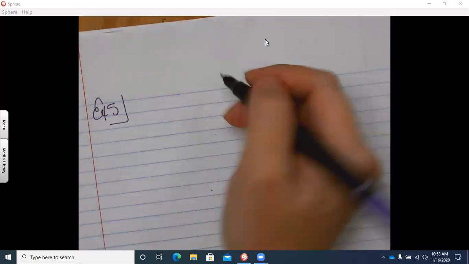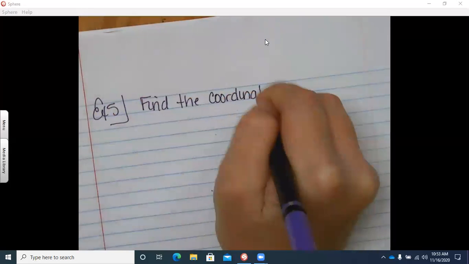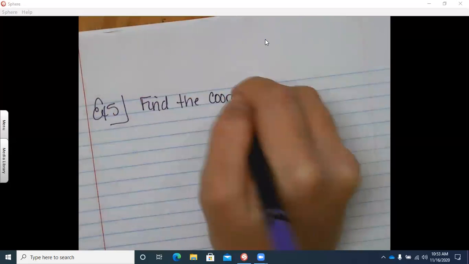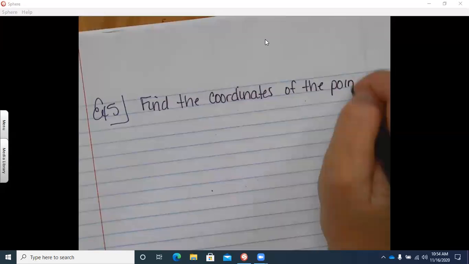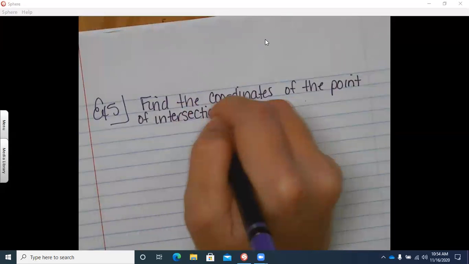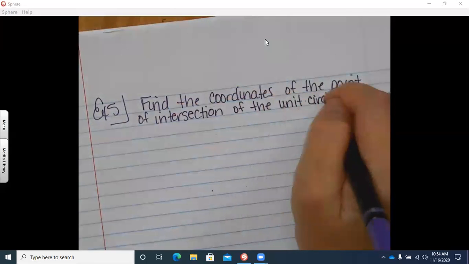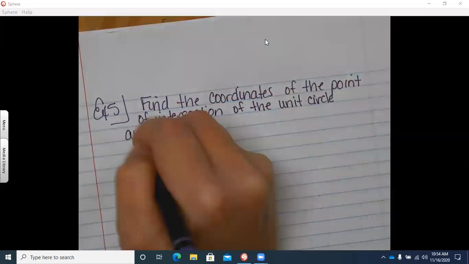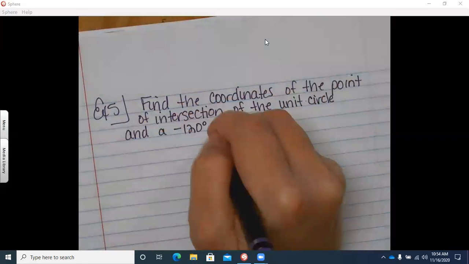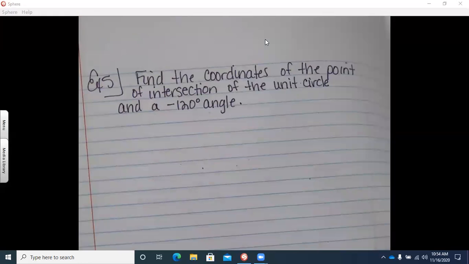All right, I have 2 more examples. 5 and 6. Find the coordinates of the point of intersection of the unit circle and a negative 120-degree angle. Hey, there's no special right triangle that has a 120-degree angle in it. And anyway, can a right triangle have a 120-degree angle? No, it can't be over 90.